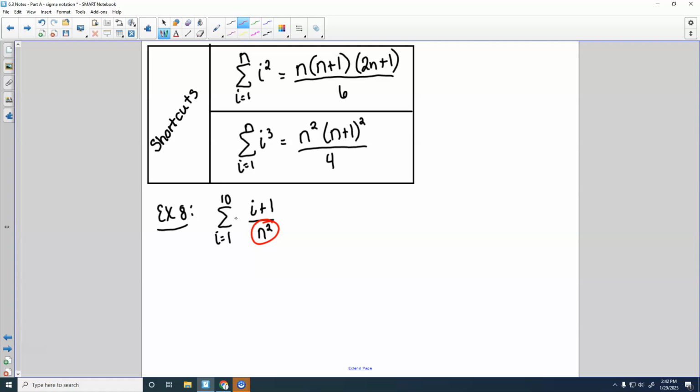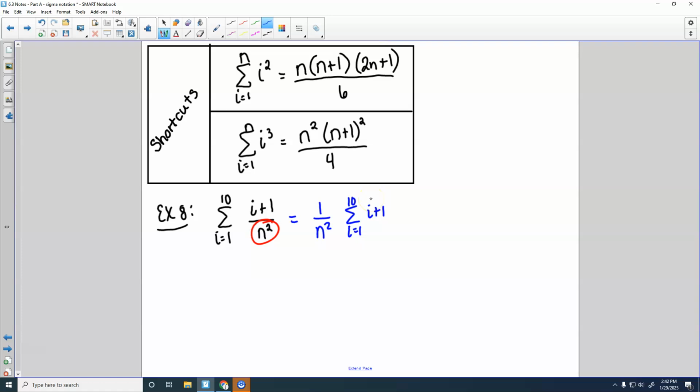I can bring it to the outside, so that would be 1 over n squared out here. And then that would be multiplied by the sum from 1 to 10 of, oh, what's happening there? What is going on? It's like right and sideways. Let me try this again. Okay. The sum from 1 to 10 of I plus 1.